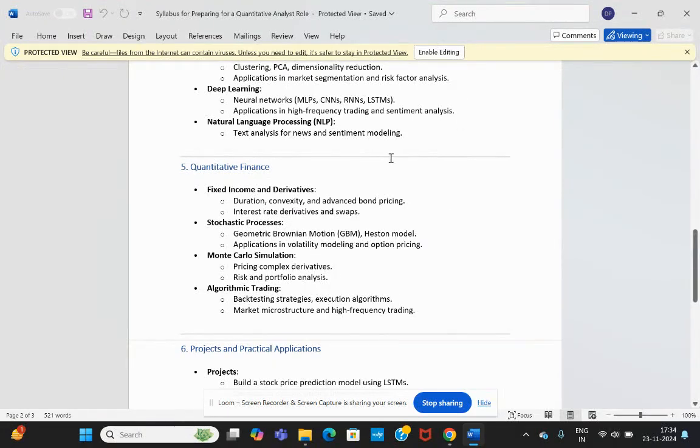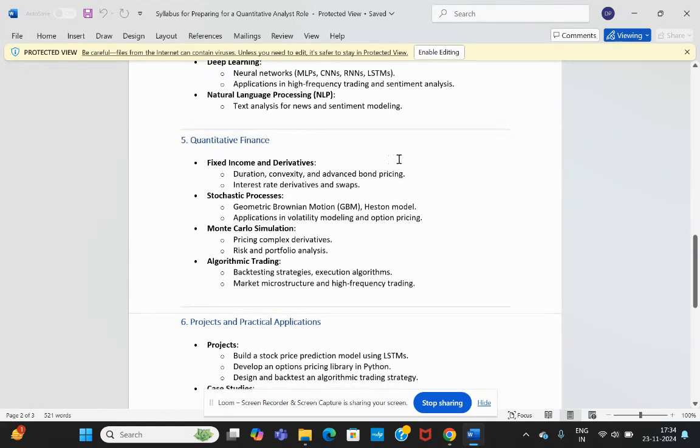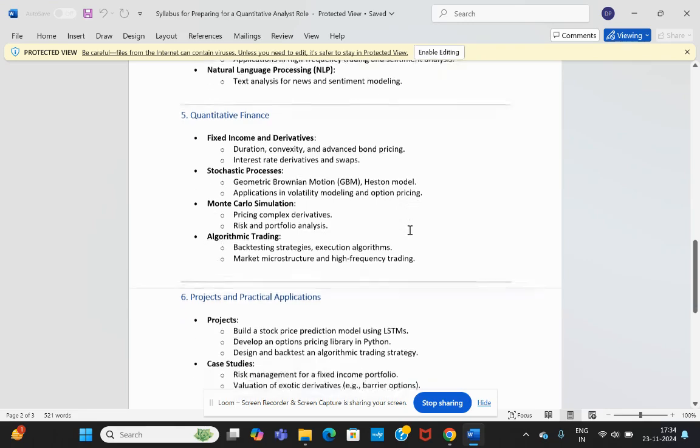And then in stochastic processes: geometric Brownian motion, the Heston model, applications in volatility modeling and option pricing. We will learn these things in detail. Ito's lemma, all these things we will learn.